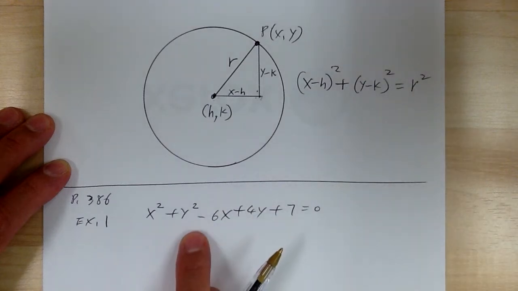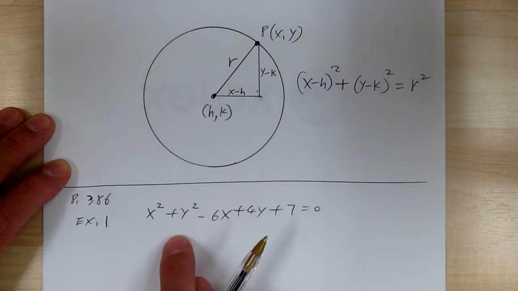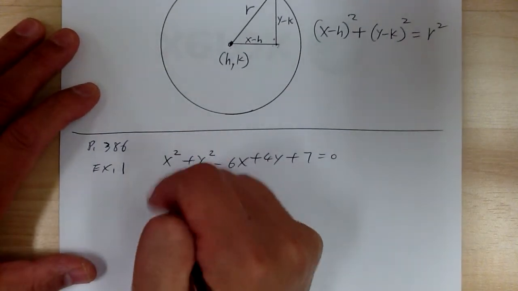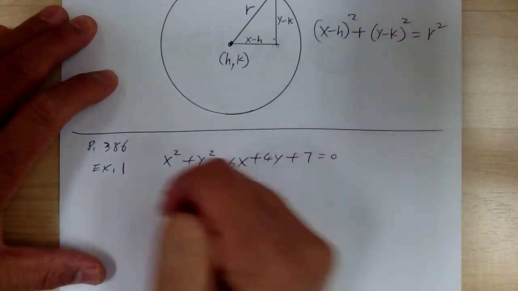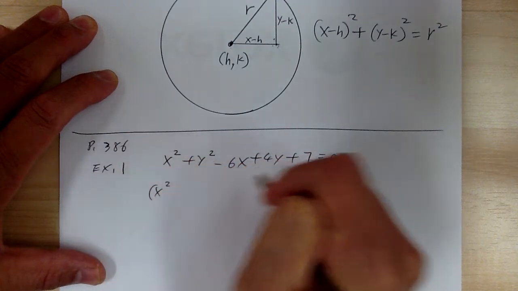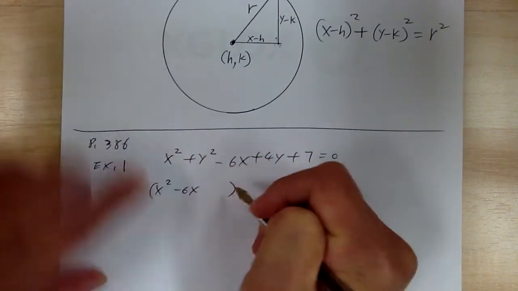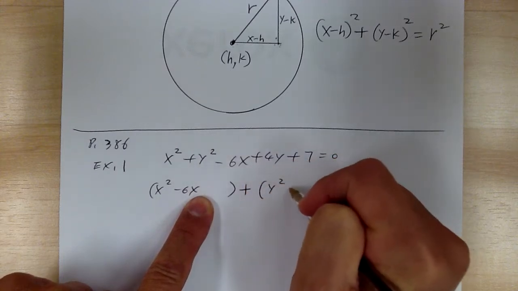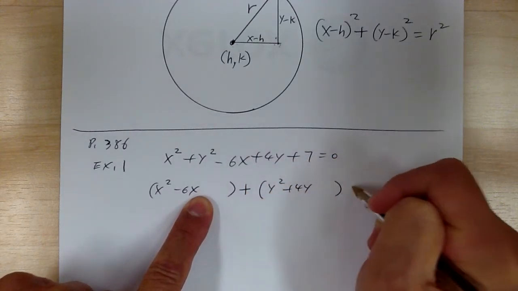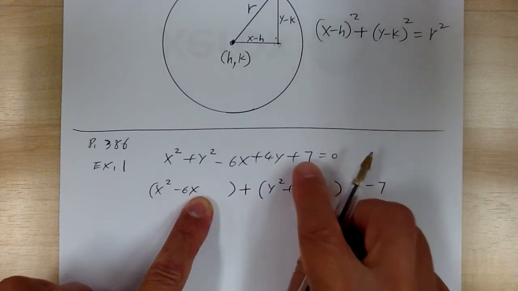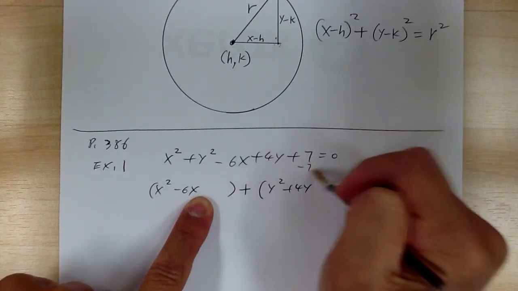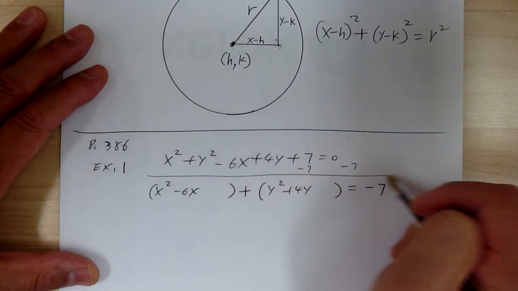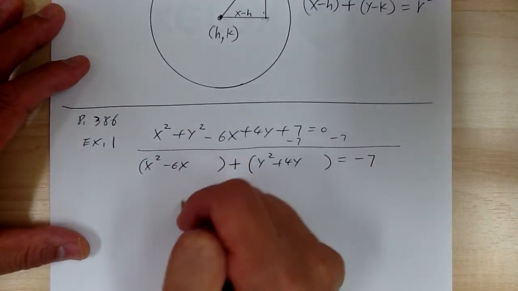So basically what you need to do is complete the square for the x, and complete the square for the y. So let's get the x terms together and leave a blank space to complete the square. Put a plus over here, and you've got y squared plus 4y, leave a blank, equal to negative 7. You have to subtract 7 on both sides. Now you're going to get your perfect square.